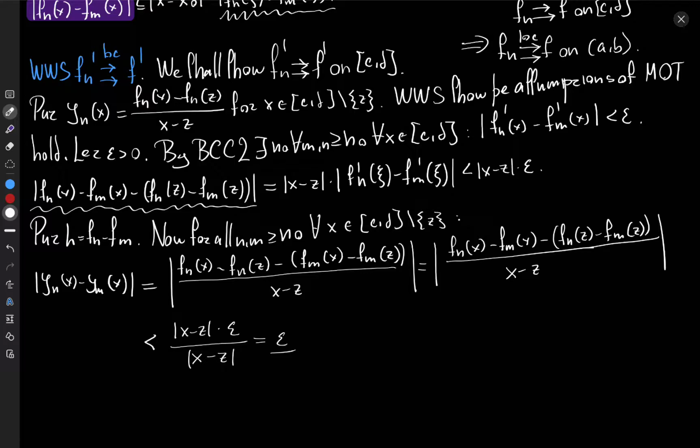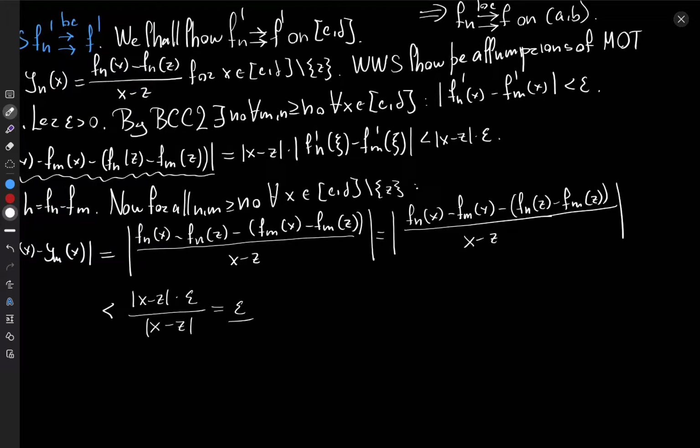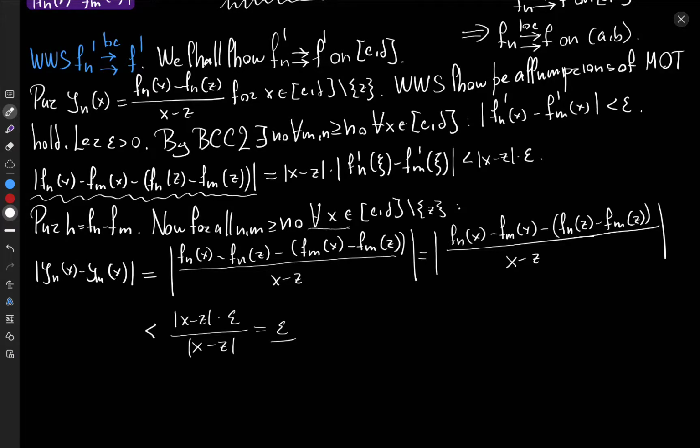Alright, and the first requirement is that they converge uniformly on the given interval, which we have just now demonstrated, because the choice of x was free, and we have shown that the difference of S_n(x) and S_m(x) for any n, m greater than some n0 is small, and thus by the Bolzano-Cauchy criterion for uniform convergence, we have that S_n converge uniformly on the interval CD without z.